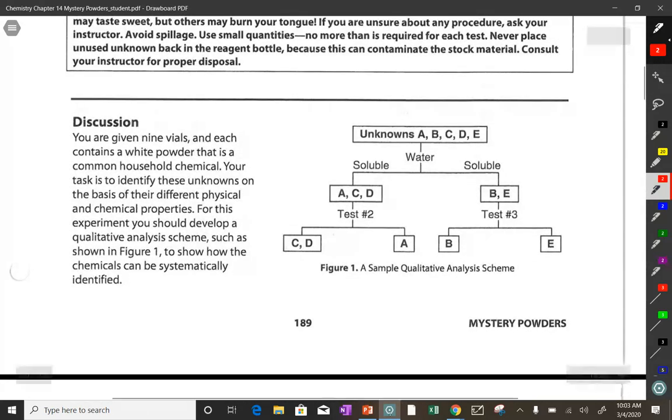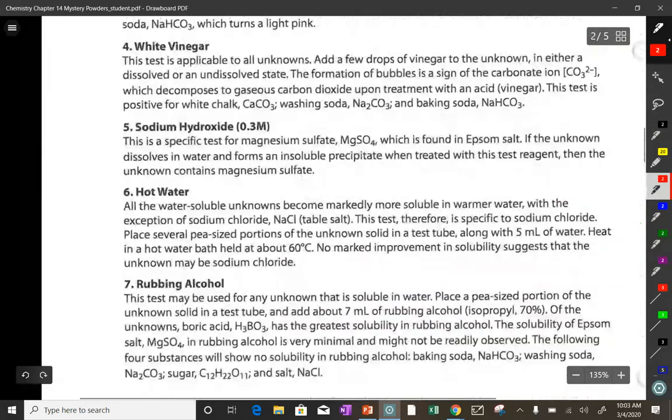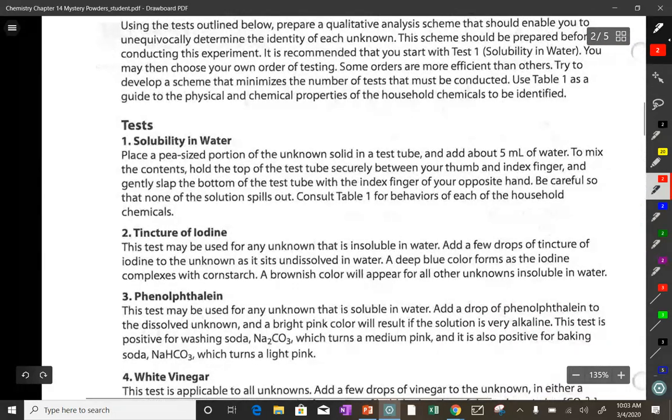So the first test that you're going to want to do is see if it's soluble in water. So your test diagram should start like this. You have unknowns A, B, C, D, E, F, G, H. Well, 1 through 9 is what we have. And then water. And then if it's soluble, put in a box which things you have, possibilities. If it's not soluble, which things you have as possibilities. How are we going to know? From this table. So water solubility, the test number 1, the tests are all described right here.